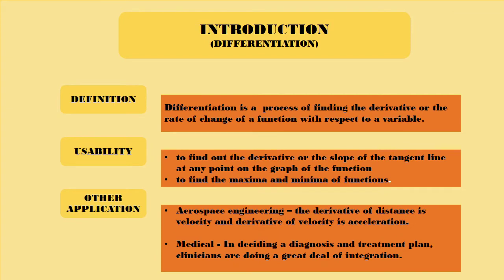The application of differentiation can be seen in the aerospace engineering fields or in the medical fields. In engineering, we use differentiation to derive a formula so that we can obtain a new formula. For example, we derive the formula of distance so that we can obtain the formula for velocity. Whereas in the medical fields, the clinicians are using integration in deciding a diagnosis and a treatment plan suitable for the patients.